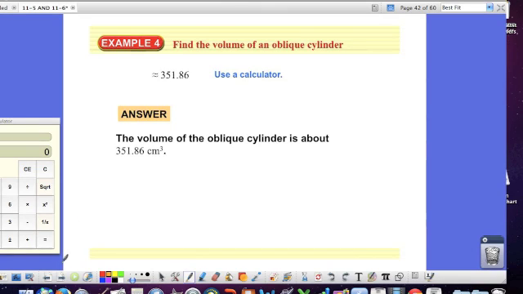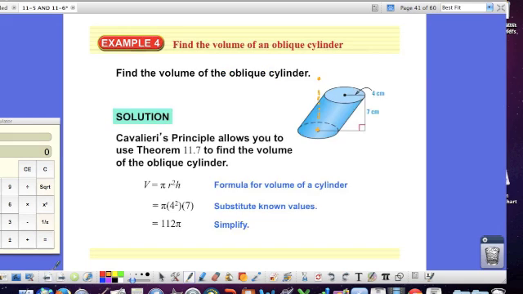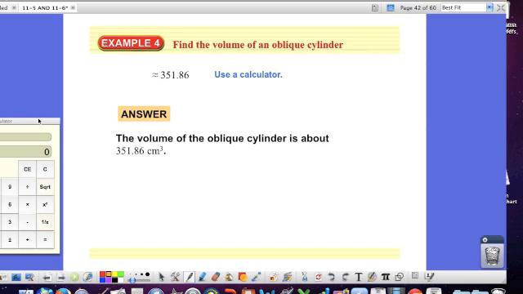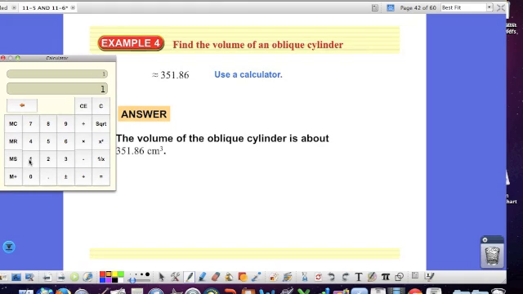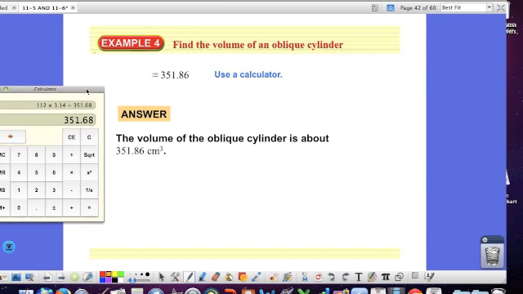And if we wanted to use a calculator, we could then calculate that out to 351.86. If we use 3.14 on our calculator, we're going to get a slightly different number because of rounding. Your EOC will tell you whether to use the pi button on a calculator or to use 3.14.